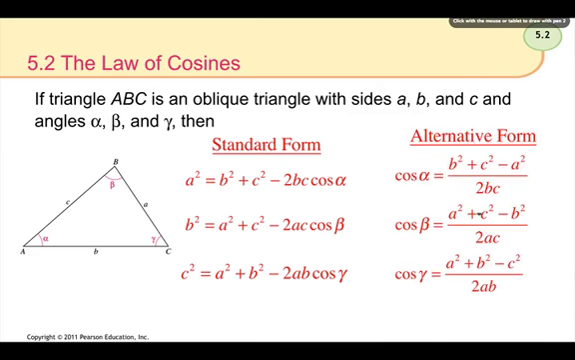Let's look at the alternative form. How do we get these new formulas, which is basically an extension of what you see on the left hand side? If you were to consider this first formula and solve for cosine of alpha, this is what you get. In the same manner, if you solve for cosine of beta, this is what you get, and so forth. We're going to be using the standard formulas whenever we're looking for a side, and we're going to be using these formulas whenever we're looking for an angle. Let's go to the next slide.